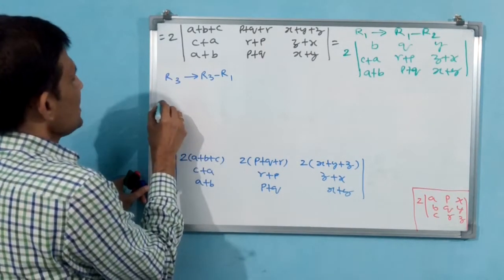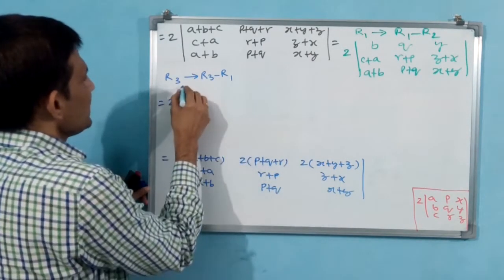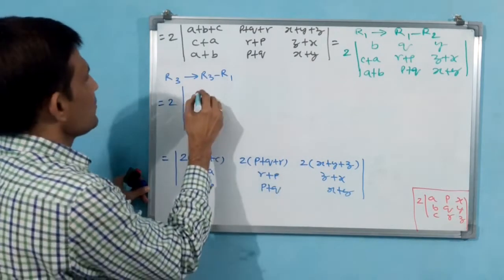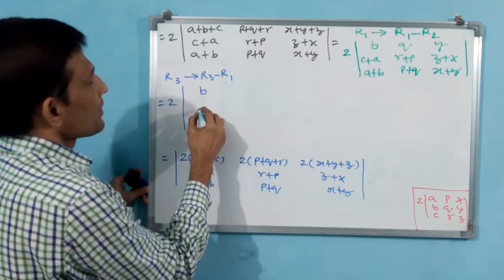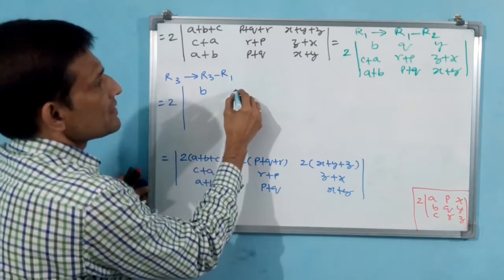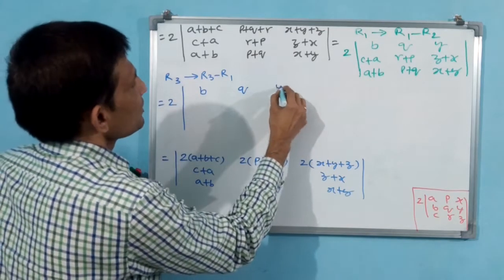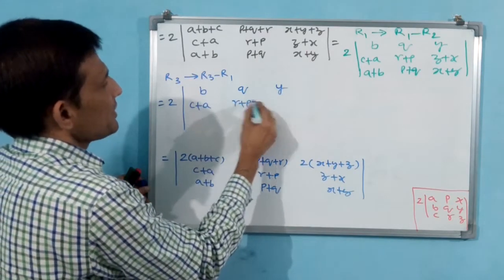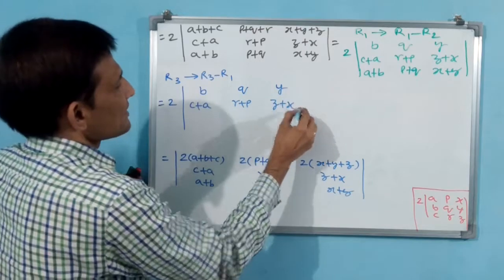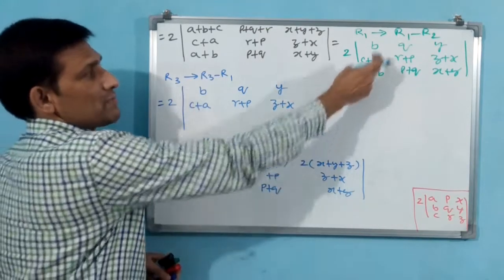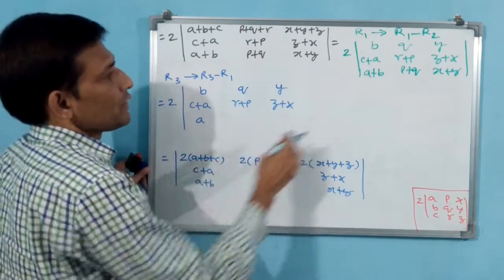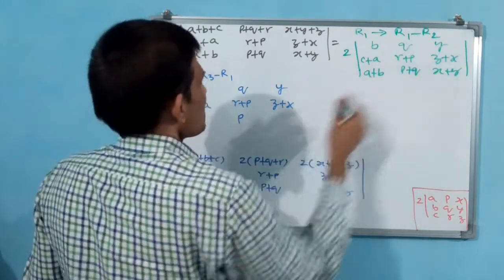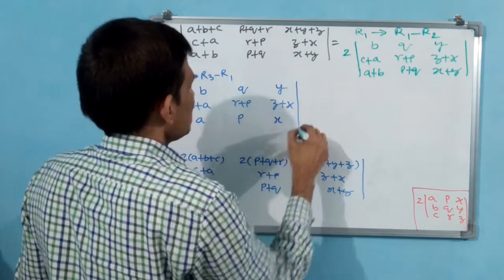Okay. Now you write down. See, 2 outside like that only, and only R3 is changing, R1 and R2 are the same. Then you write R1: A, B, C here also Q, here also Y, here also C plus A, here also R plus P, here also Z plus X. Now you see A plus B minus B is A, P plus Q minus Q is P, X plus Y minus Y is X. Is it okay?